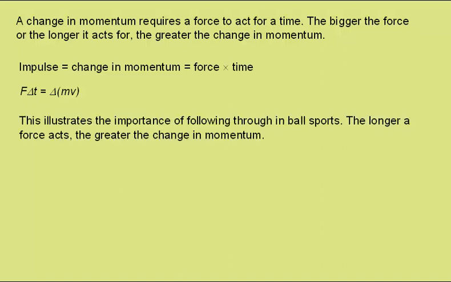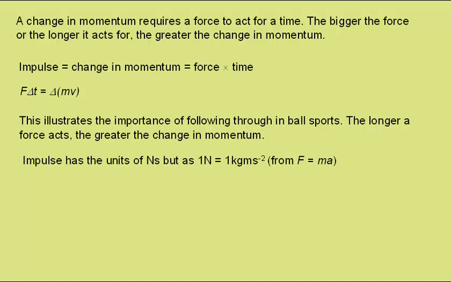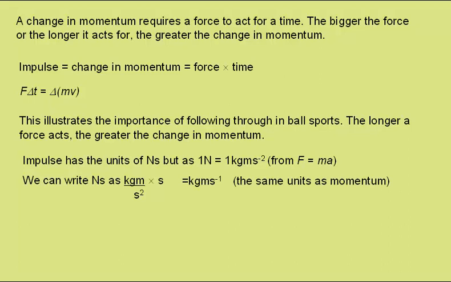This illustrates the importance of following through in ball sports. The longer a force acts, the greater the change in momentum, therefore the greater the speed of the ball. Impulse has the units of Newton seconds, force times time, but as 1 Newton is the force that would give 1 kilogram an acceleration of 1 meter per second squared, we can get that from the formula force equals mass times acceleration. We can write Newton seconds as kilogram meters per second squared times seconds, which cancels down to kilogram meters per second, the same units as momentum, as you would expect.